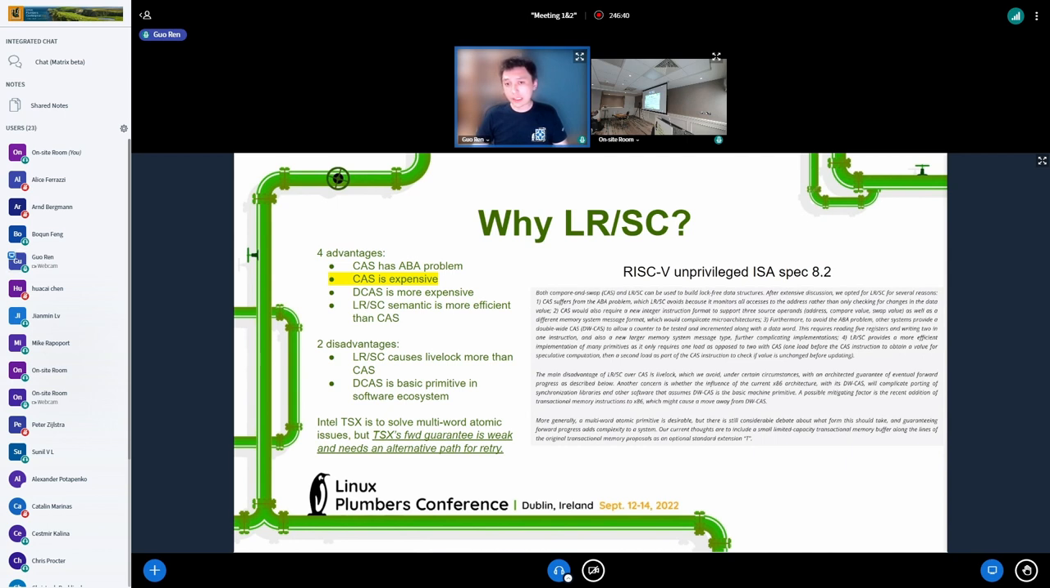All the comments here are so subjective. The only thing I agree with is that CAS is expensive. And the load reserve store condition is really cheap. Why? Because the real world belongs to the atomic instructions, and we all use the load reserve store condition to implement atomics. That's the truth. There is no CAS semantic in our Linux or in our software ecosystem. I don't find that. Maybe you can argue with me.